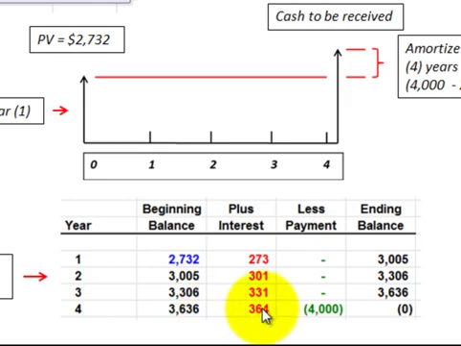You add those two together and you have $4,000. Then you subtract out the payment we're going to receive at the end of the 4th year, which is $4,000, so our ending balance would be 0. All right, so we've determined here our present value and our interest revenue for each of the next 4 years.